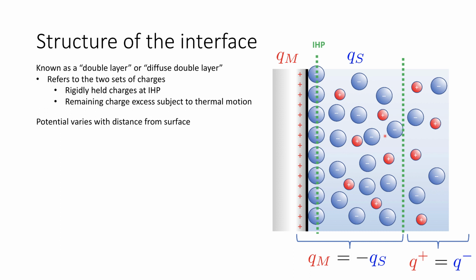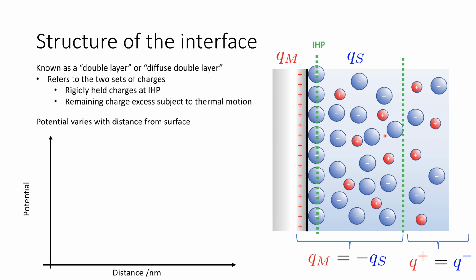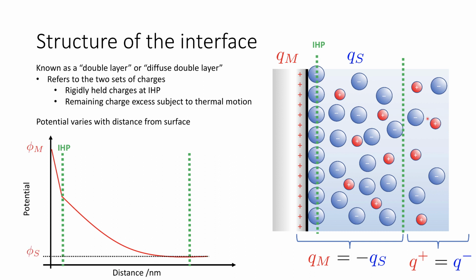So if we have a variation, we're immediately thinking we want to try and visualize this with a graph. So let's plot how the potential varies with distance from the electrode. As we look at this, we find that we have a very steep decrease in the potential to the inner Helmholtz plane. So this is the distance from the surface to the center of the rigidly bound anions. And then we have a more gradual decrease to get to the final potential of the solvent. So this potential of this bulk solvent here. So this is a way of visualizing how that potential varies with distance.